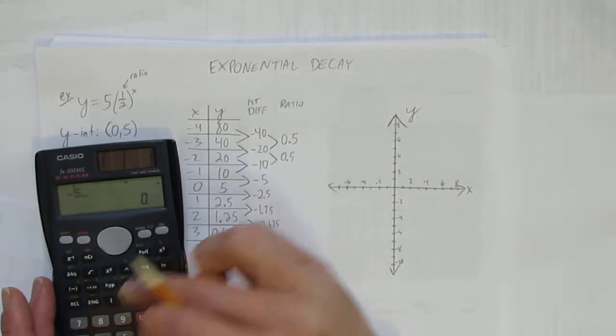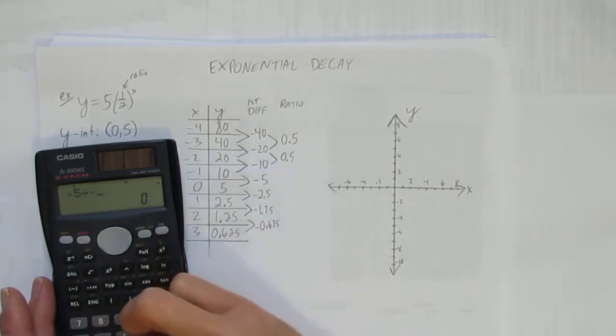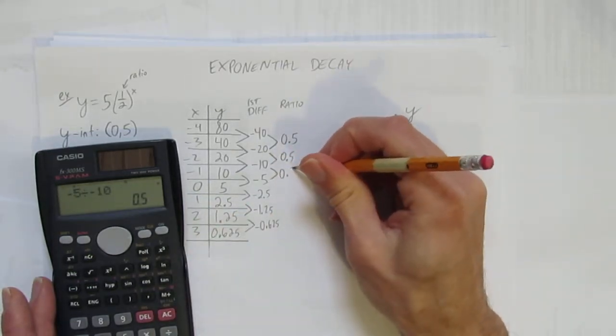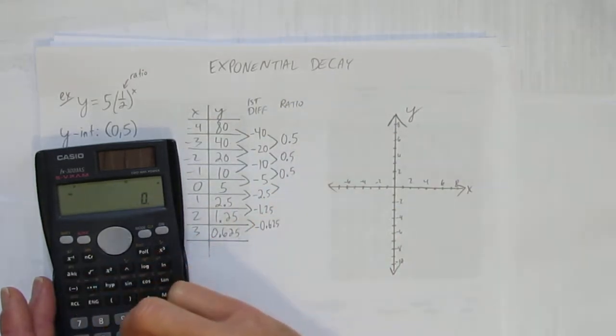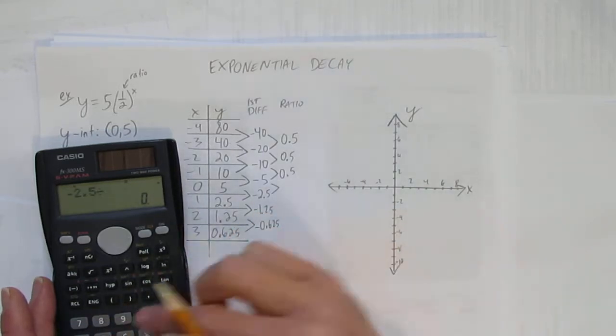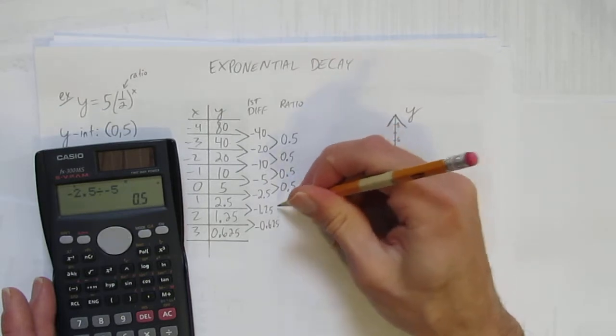What's negative 5 divided by negative 10? I get 0.5 again. Each one is halving. Let's see it again. Negative 0.25, oops, a couple typos there, divided by negative 5. Again, 0.5. They're all going to be 0.5s.